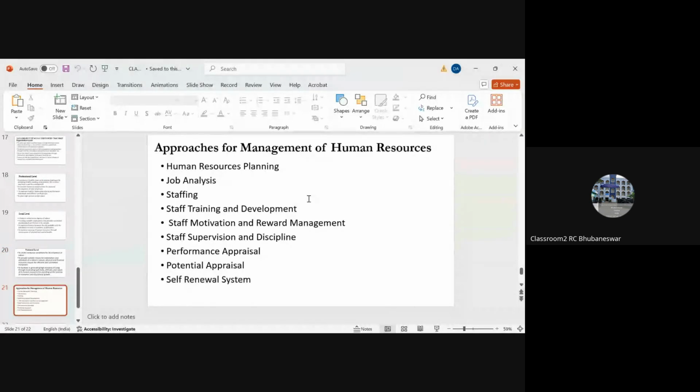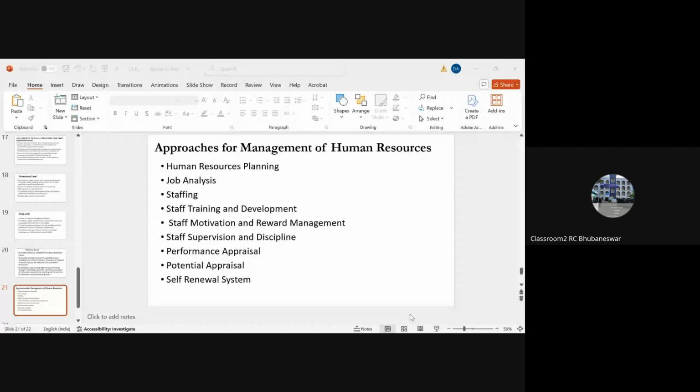What are the approaches of management of human resources? While we are managing the human resource, what approaches we have to follow? We have to take care of them. What are those? Now, first approach is human resource planning. What has to be done?